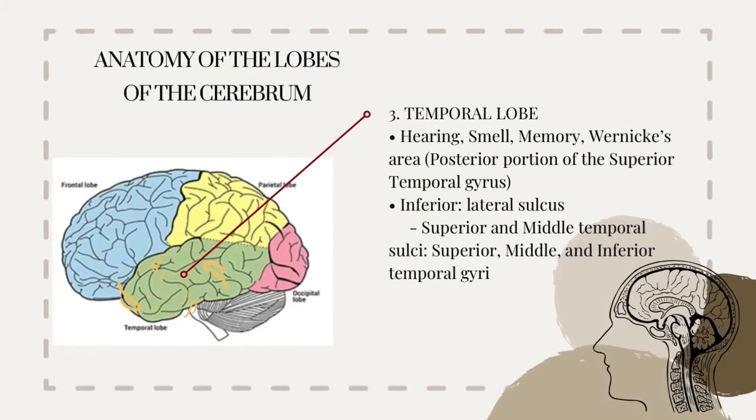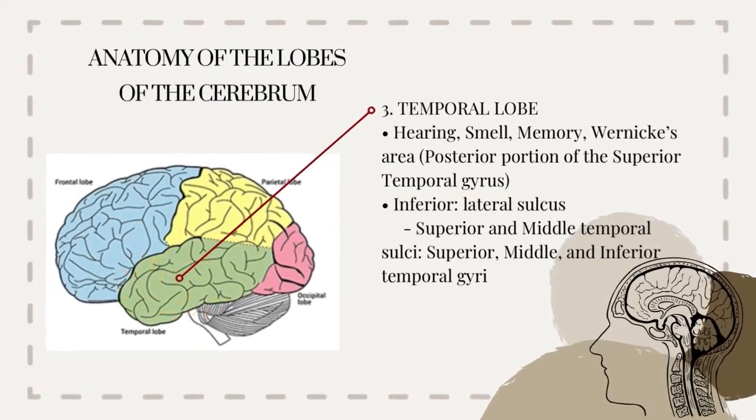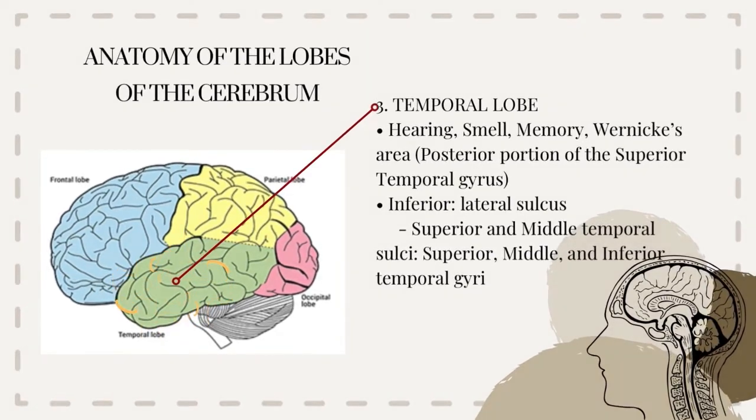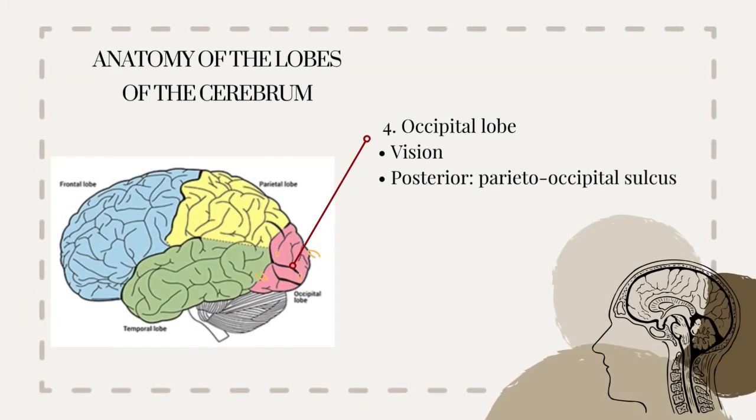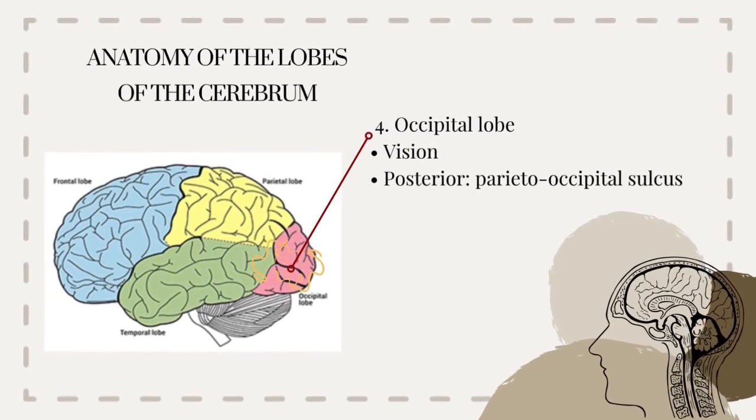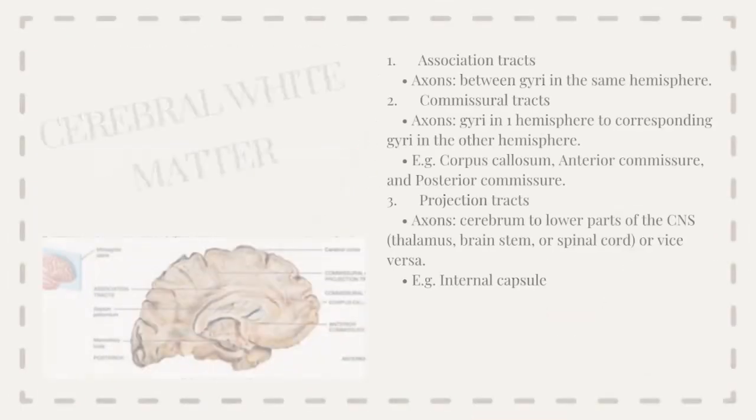Next, the temporal lobe. It is mainly for hearing, smell, memory, the location of your Wernicke's area, specifically on the posterior portion of the superior temporal gyrus. It is the area inferior or below to the lateral sulcus. Then you have your superior and middle temporal sulci, in which you can see your superior, middle, and inferior temporal gyri. Then lastly, you have the occipital lobe. It is mainly for vision. It is the area posterior or behind the parieto-occipital sulcus.